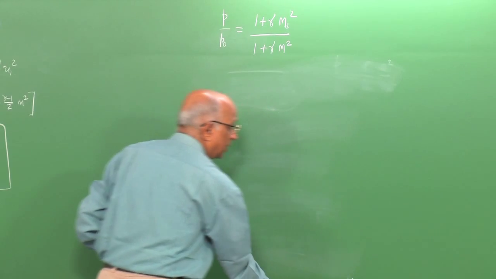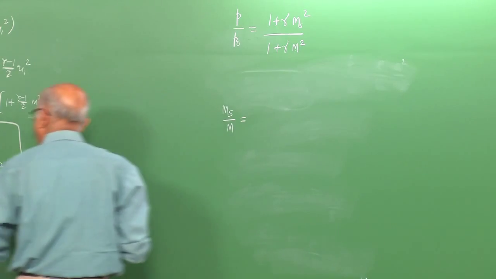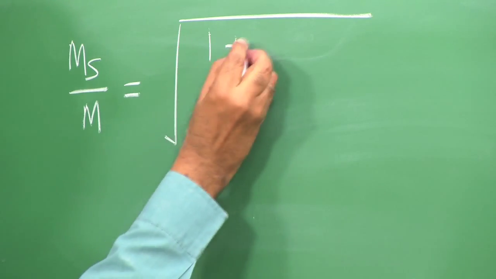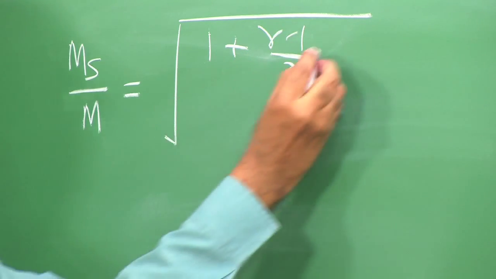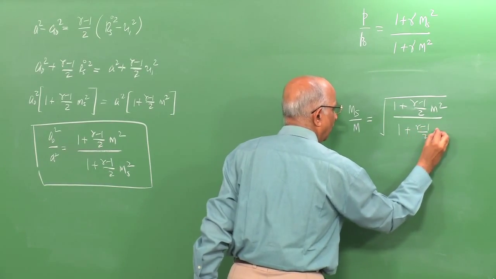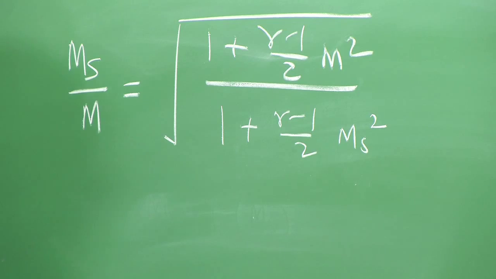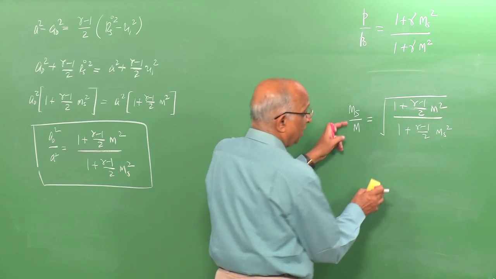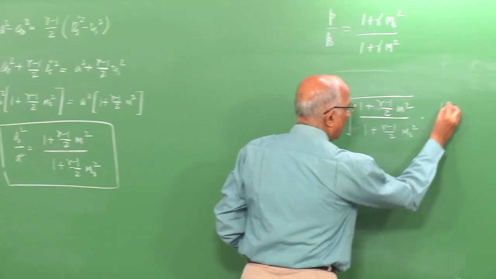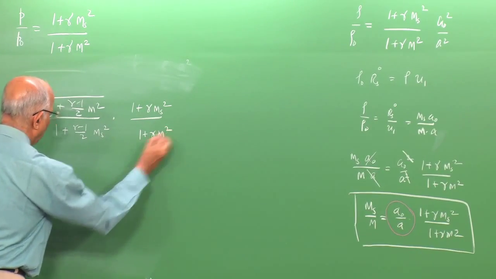I get the value ms by m is equal to A0 by A, which is equal to under root of 1 plus gamma minus 1 by 2 into m square divided by 1 plus gamma minus 1 by 2 into ms square. Now, this was not ms by m, this was equal to the value of A0 by A. Therefore, ms by m, I substitute, is equal to A0 by A into the value of 1 plus gamma ms square divided by 1 plus gamma into m square over here.